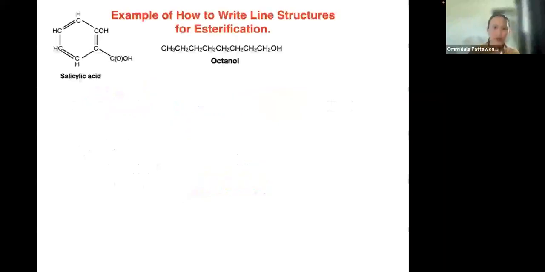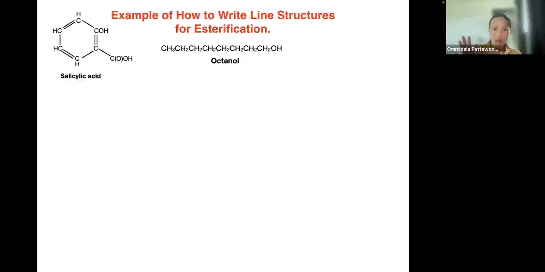For example, I'm going to walk you through how to write the line structure for esterification between salicylic acid and octanol. You did not do these 2 molecules in the lab, but I'm just going to give this as an example. The process will still be the same for your test tubes A, B, and C.